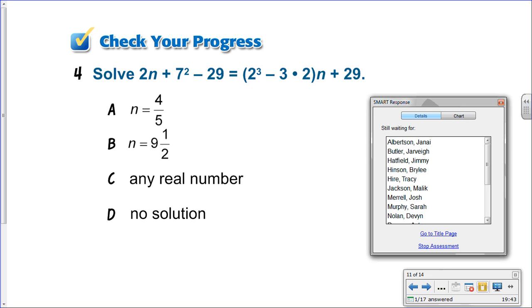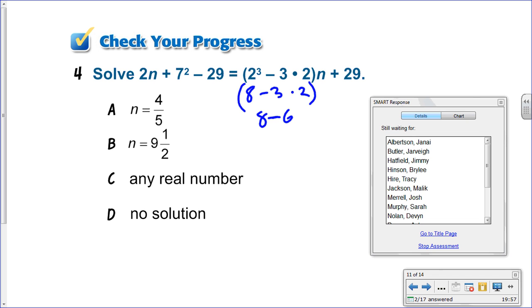Okay, so that's going to be what? 8 minus 3 times 2. Now here's a common mistake that everybody makes. They subtract the 8 and the 3 first. Don't do that. It should be 8 minus 6, which gives me what? 2n plus 29. So that should be your right side.